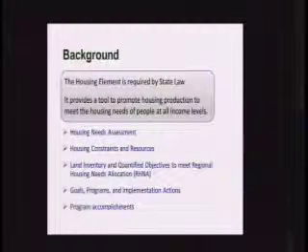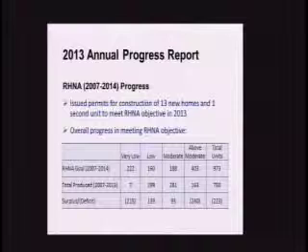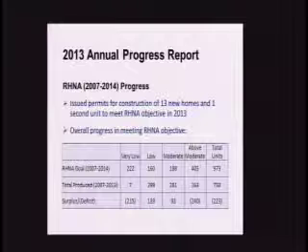Then there's also goals and programs and implementation actions, which are designed to facilitate housing for various needs groups and to achieve our regional housing needs allocation. And then finally, there's an assessment of how the previous housing element succeeded in implementing the actions for that housing element.